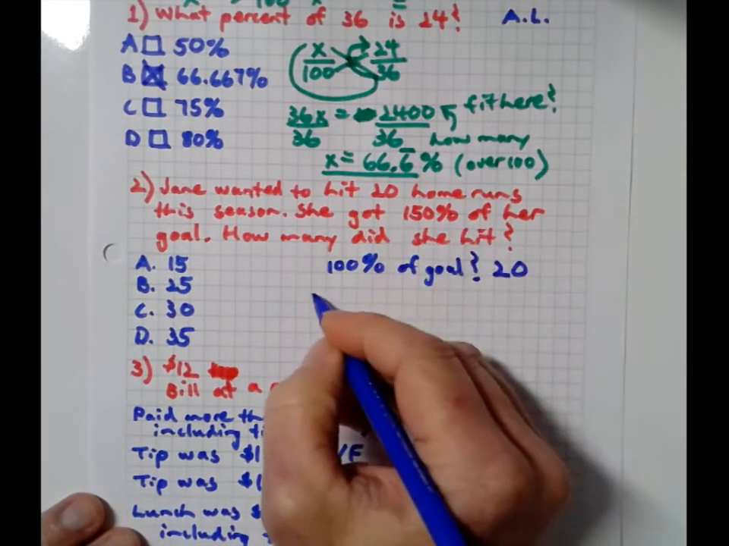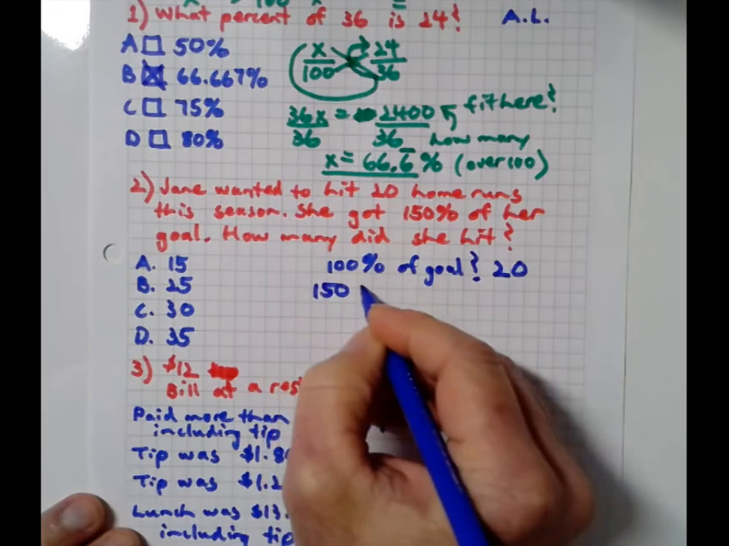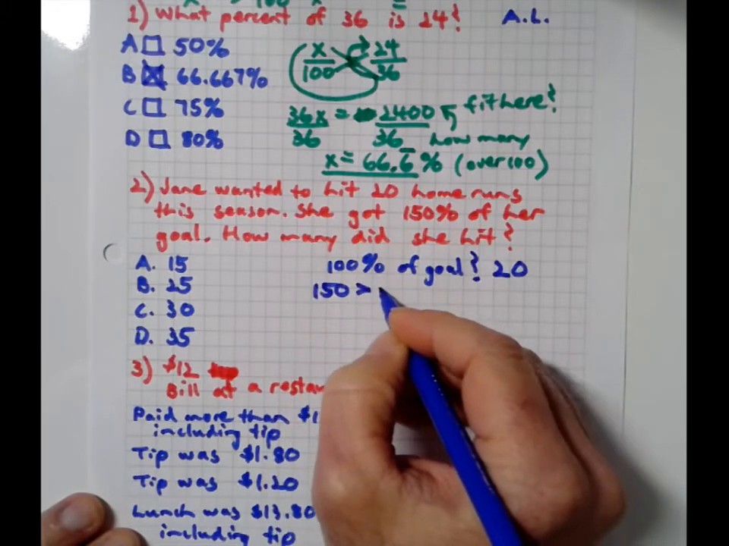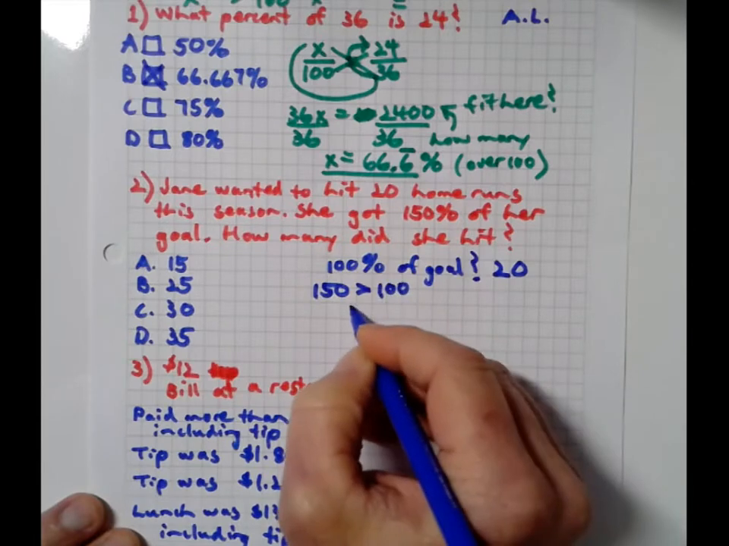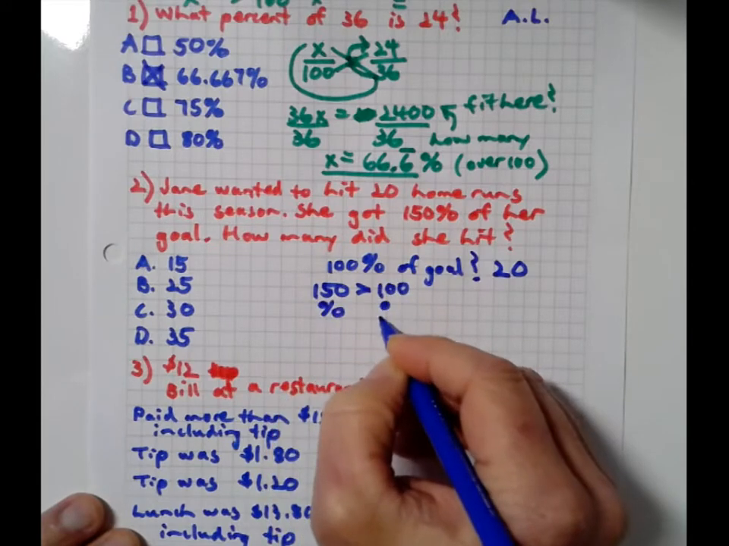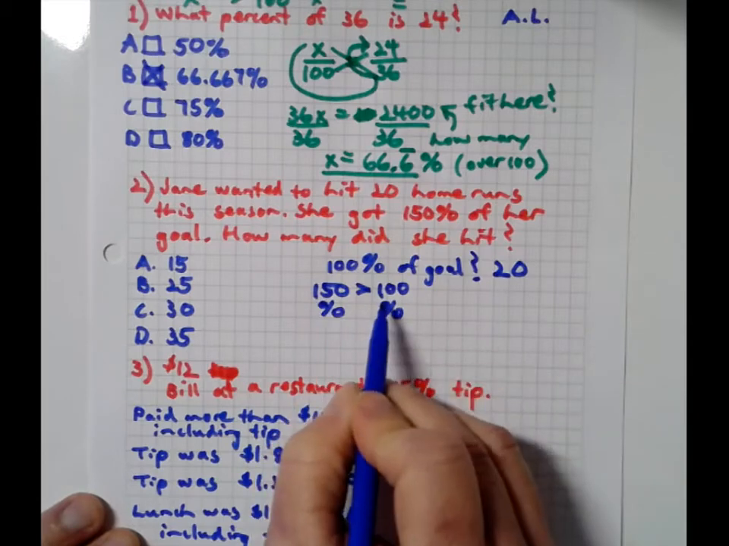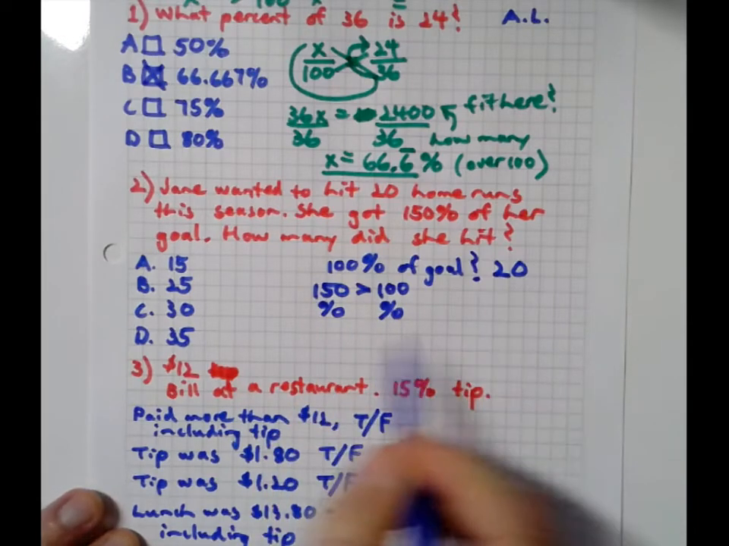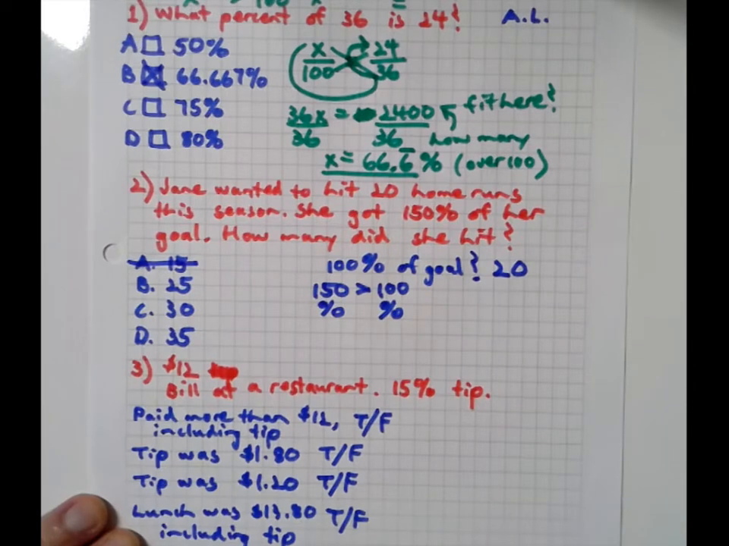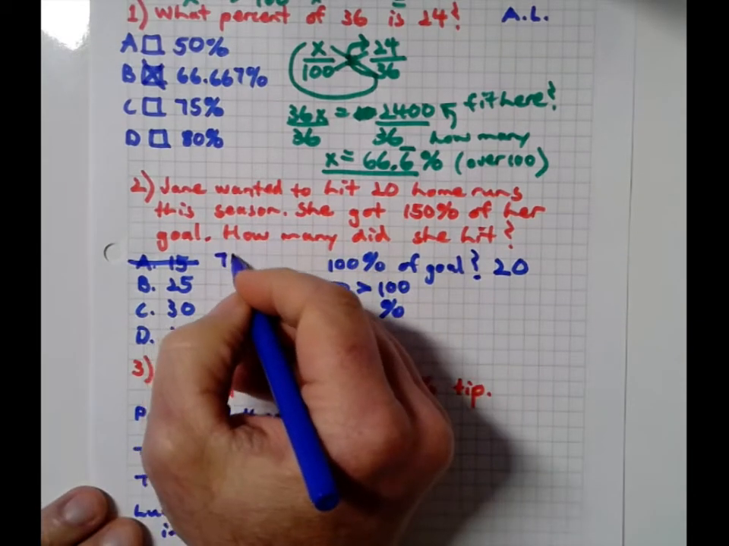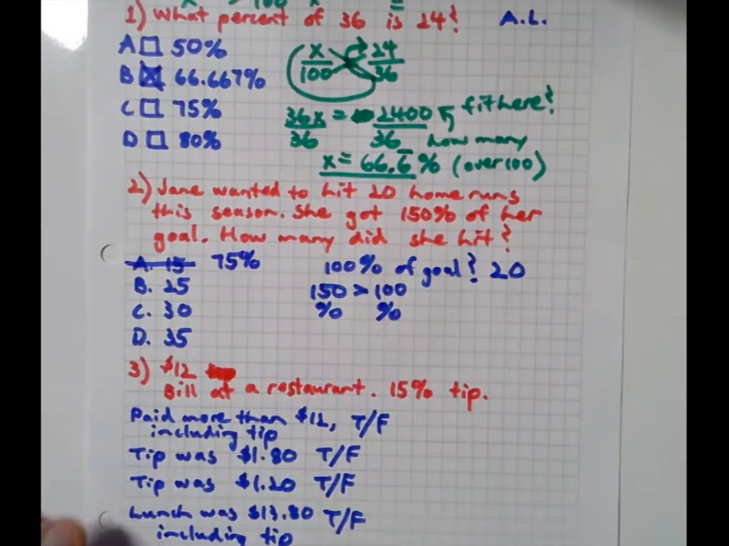So 150 is greater than 100 when it comes to percents, right? Which means she surpassed her goal, which means 15 doesn't work. 15 is less than her goal. 15 is only 3/4 of her goal. So we have actually 3 possibilities here. Let's do the work and then choose the right one.